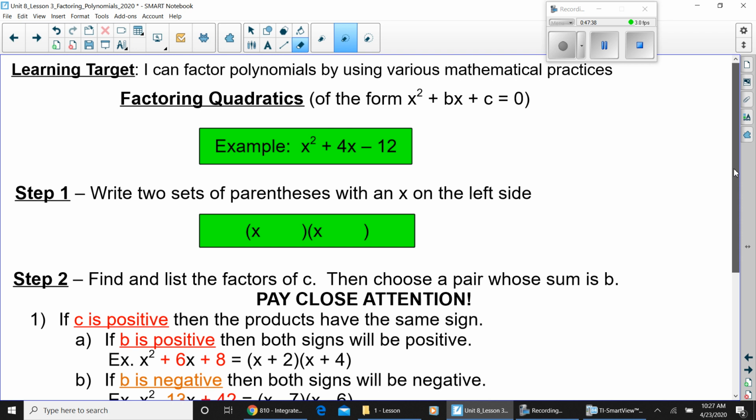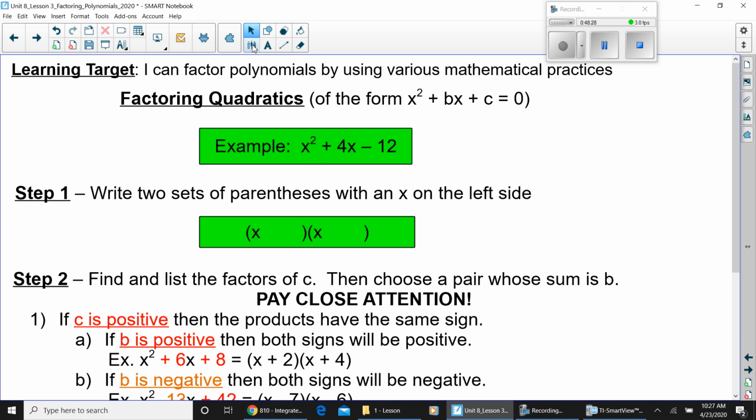Okay, so factoring quadratics, a little bit different. This quadratic is in the form of x squared plus bx plus c equals 0. An example of that is something like this: x squared plus 4x minus 12. As soon as I see something like this, it's a quadratic, I know to write down two sets of parentheses. The reason why is because a quadratic is basically going to be the answer to when you multiply two binomials. Not every single time, but most of the time.